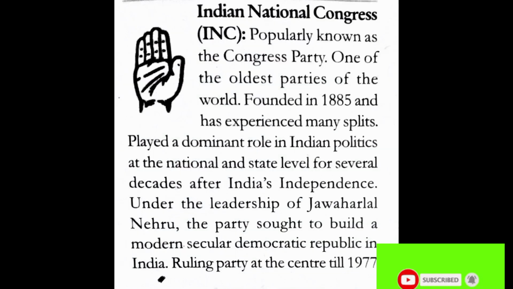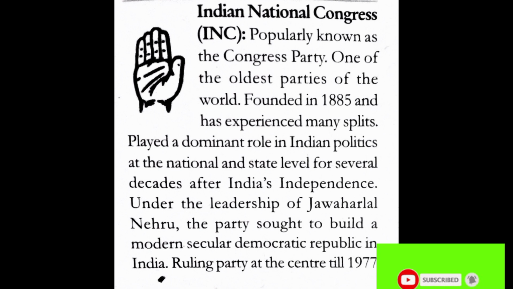Next, Indian National Congress, INC, popularly known as the Congress Party, is one of the oldest parties of the world, founded in 1885, and has experienced many splits. It played a dominant role in Indian politics at the national and state level for several decades after India's independence. Under the leadership of Jawaharlal Nehru, the party sought to build a modern secular democratic republic in India.